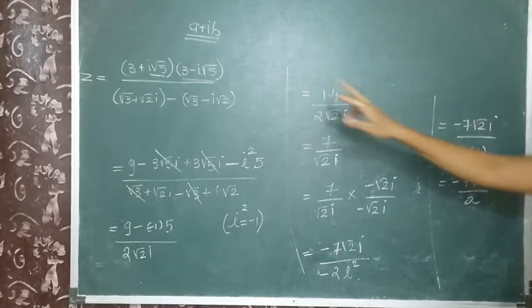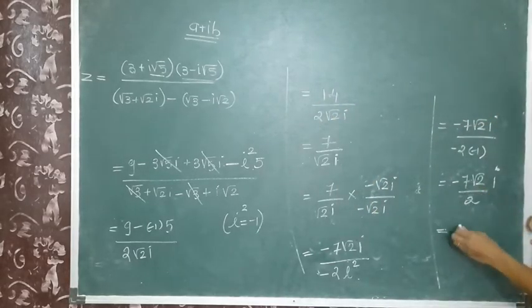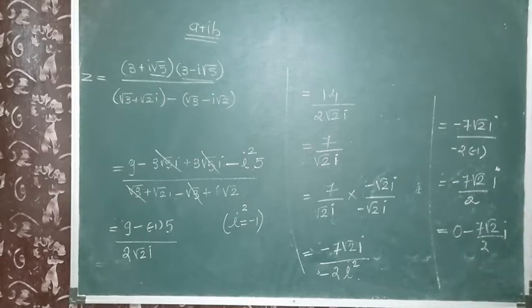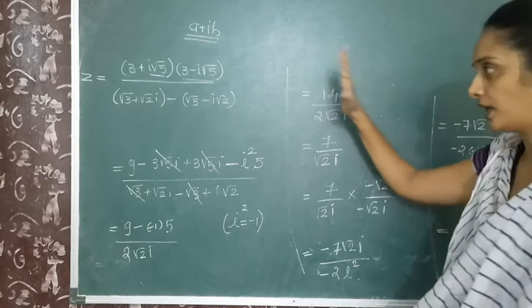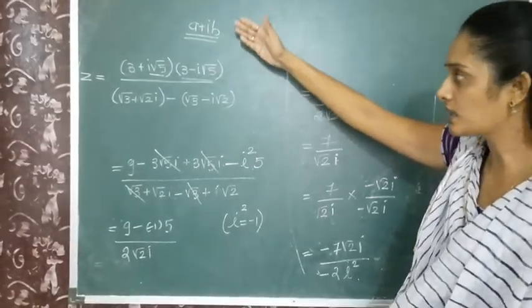This is our a plus ib form. Otherwise, you can also write like this: 0 minus 7 root 2 upon 2i. Here the real number is 0, so I can write 0 minus 7 root 2 upon 2i. Okay. Again, repeat to convert to a plus ib form or standard form.